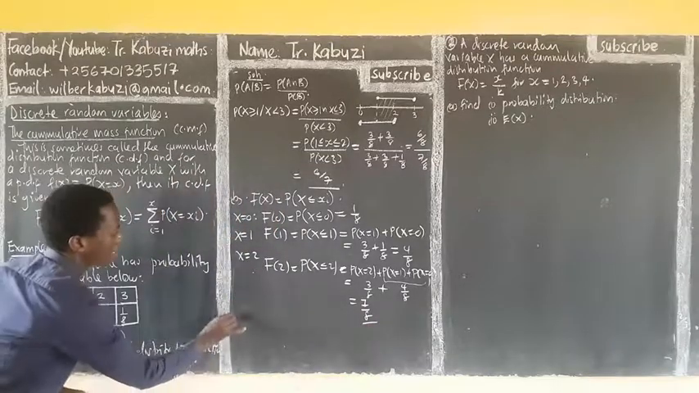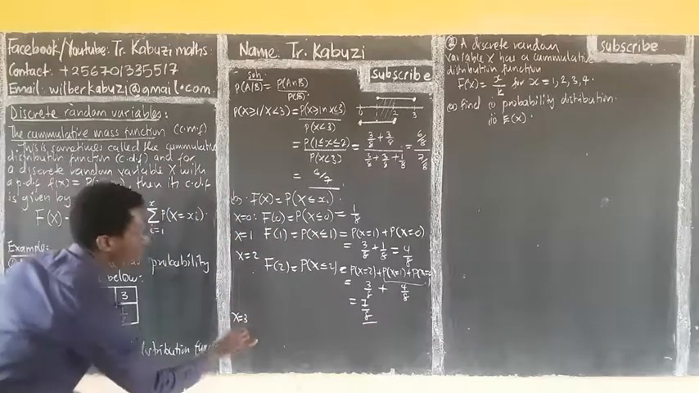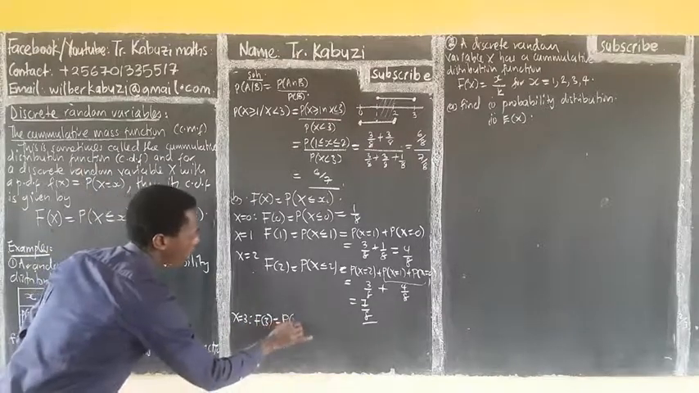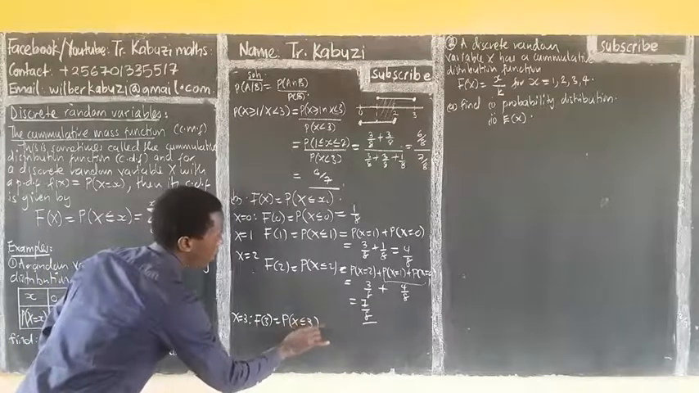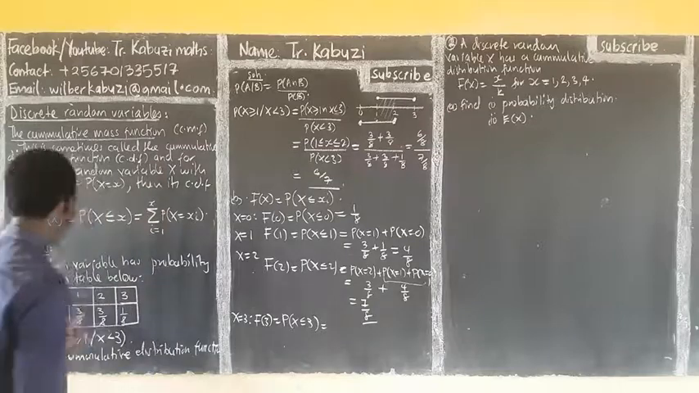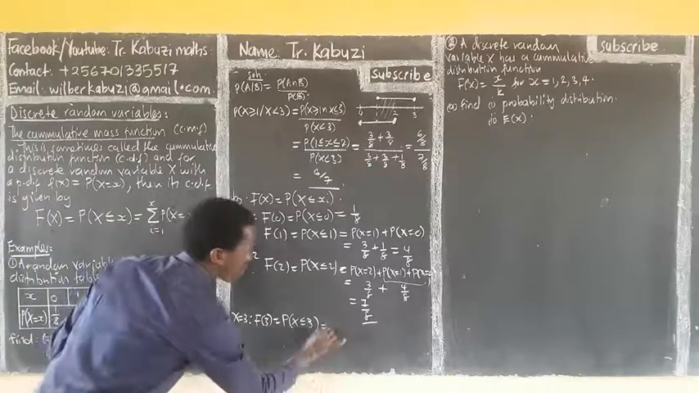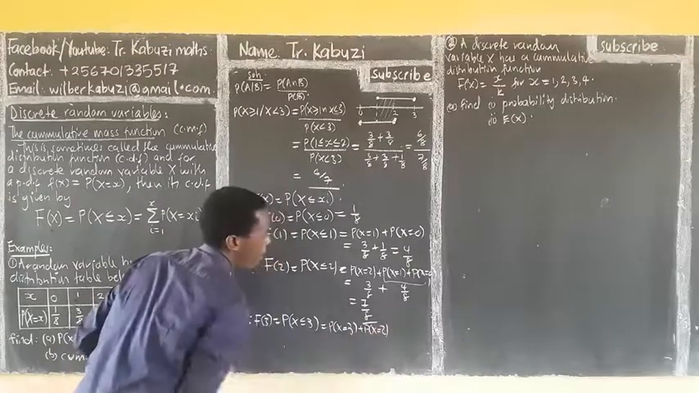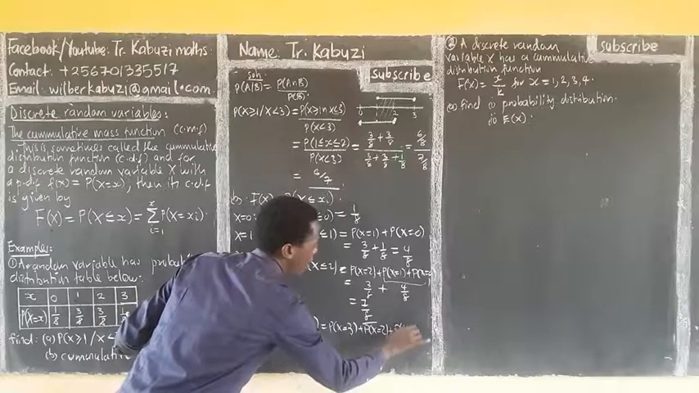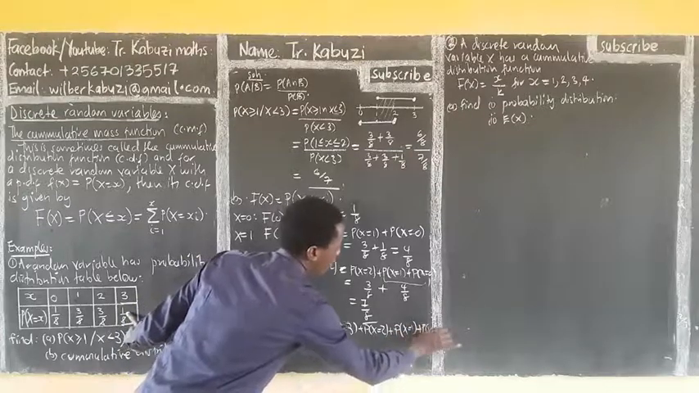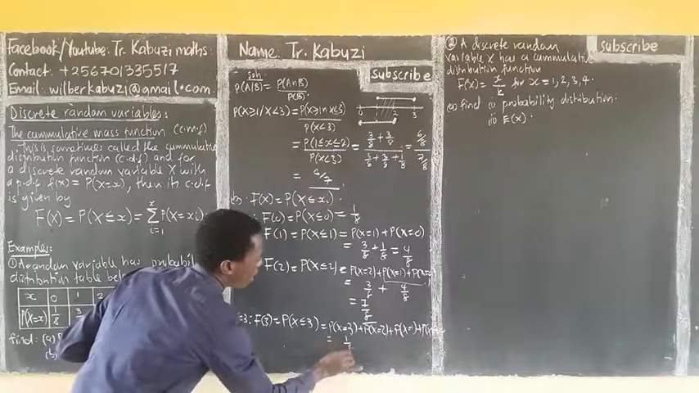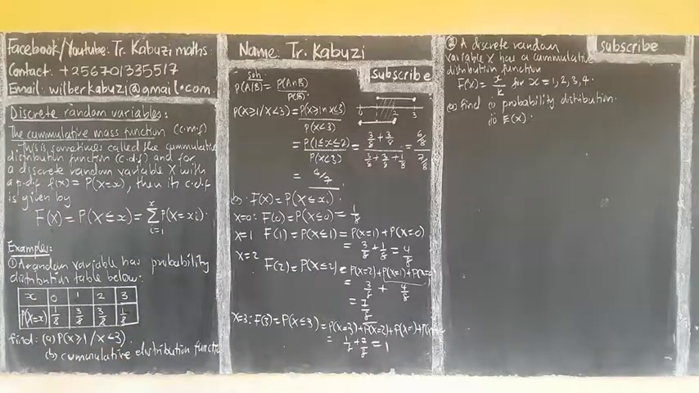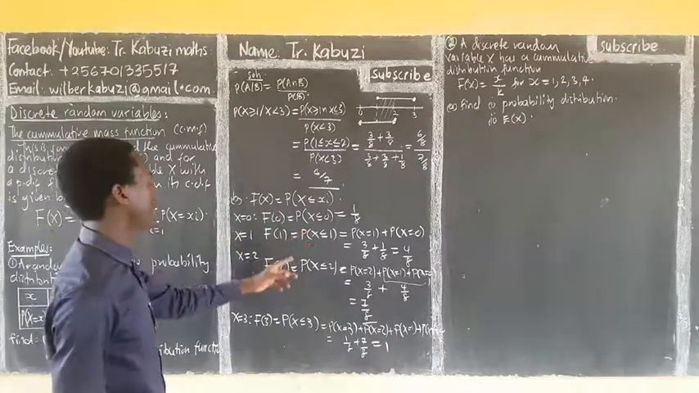Then when we come to when x is 3, we shall now have F of 3, which will be equal to the probability of x less than or equal to 3. So we shall sum from 3. We'll get the probability of x equaling 3 plus the probability of x equaling 2 plus the probability when x is 1 plus the probability when x is 0. So this is 1 over 8 plus 7 over 8, which will be 1.